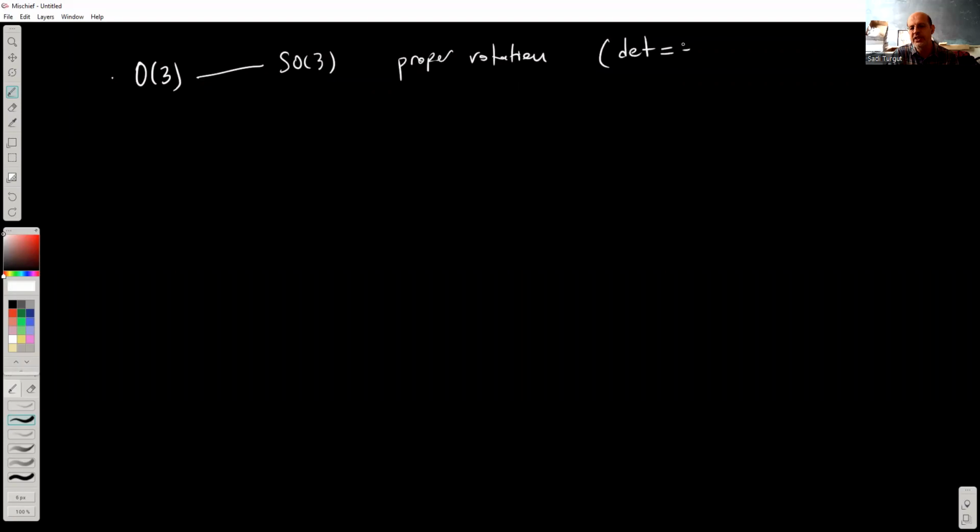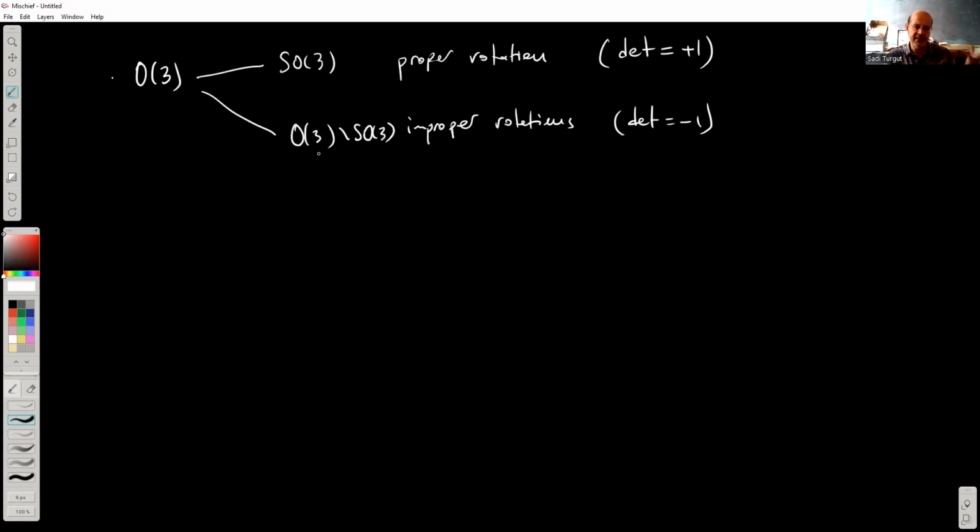Basically, these are rotations that are expressed as matrices with determinant +1, and then there are improper rotations, where the determinant is equal to -1. However, there's some nice feature in here. This is O3 minus SO3, I mean the remaining elements in the orthogonal group. So these are improper rotations.